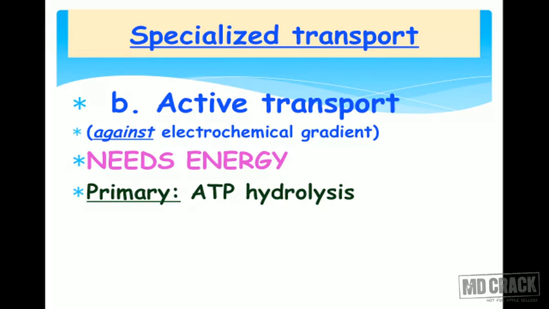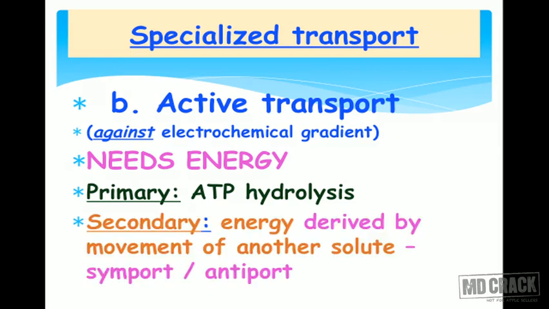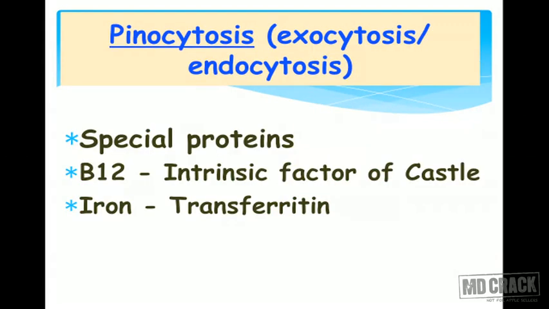From where do we get this energy? Number one, by the hydrolysis of ATP. If it happens, it's called primary active transport. And if you derive the energy out of exchange of another ion, which is called symport or antiport, then it's called secondary active transport. We come to the last part, and that's called pinocytosis.